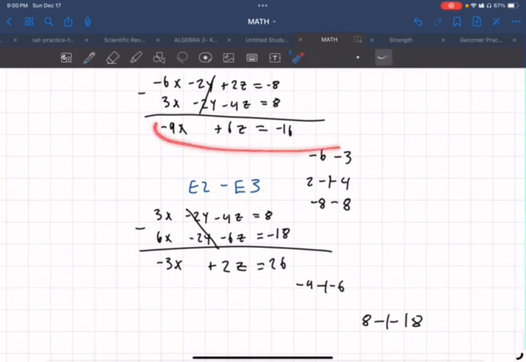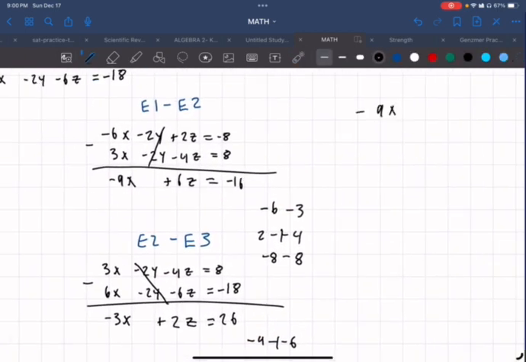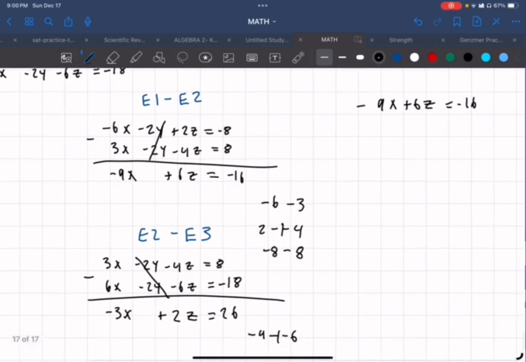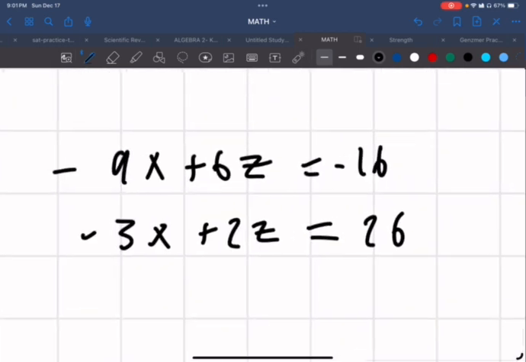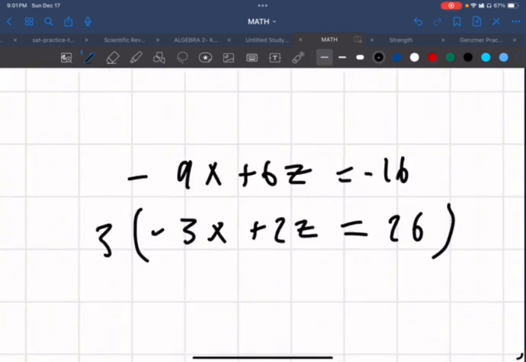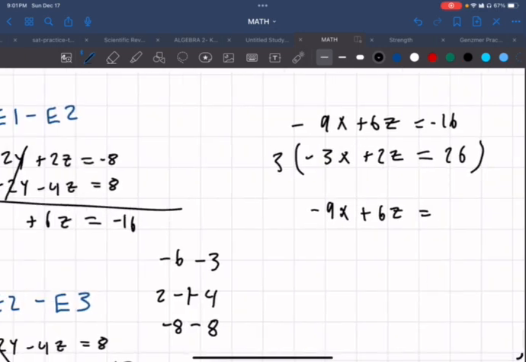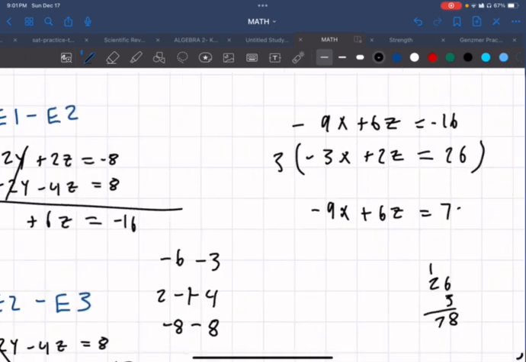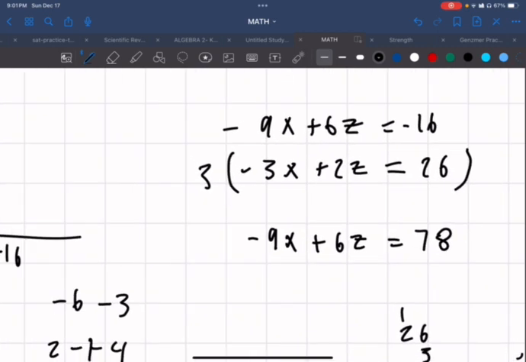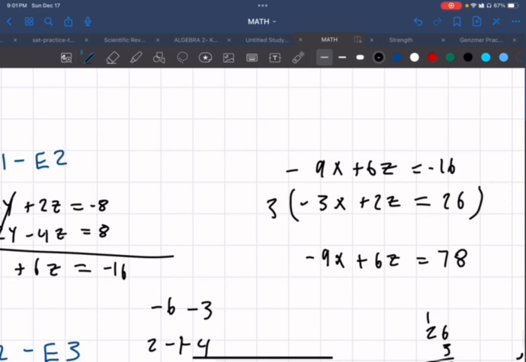Now let's take these 2 and set them up together. Negative 9x plus 6z equals negative 16. Negative 3x plus 2z equals 26. I'm going to multiply this by 3 so we can get the 6z. Negative 9x plus 6z equals. This is really interesting because we have negative 9x plus 6z twice. Wouldn't that be no solution? Because you can't have it equaling negative 16 and 78.